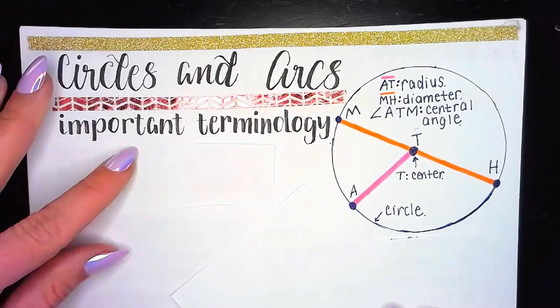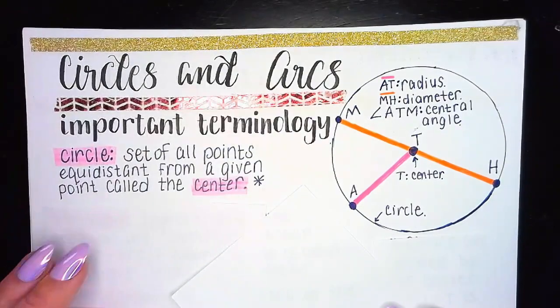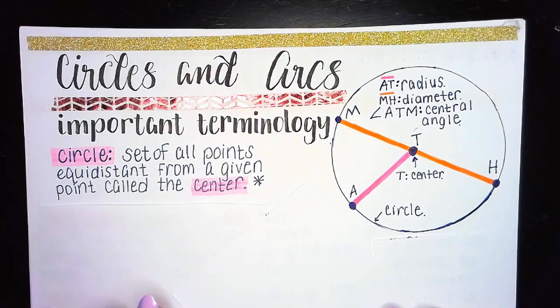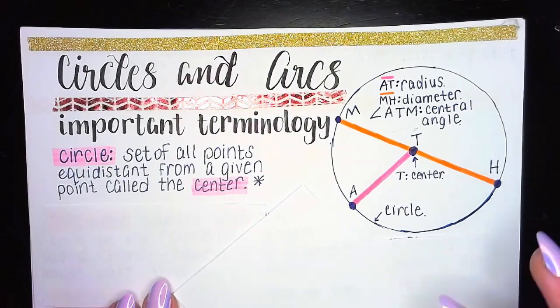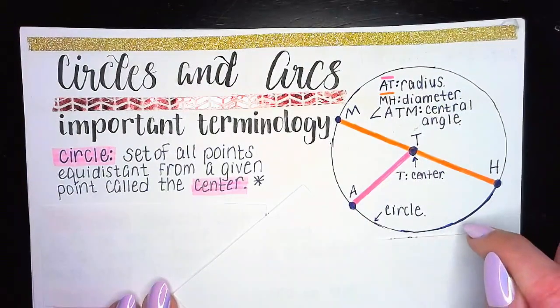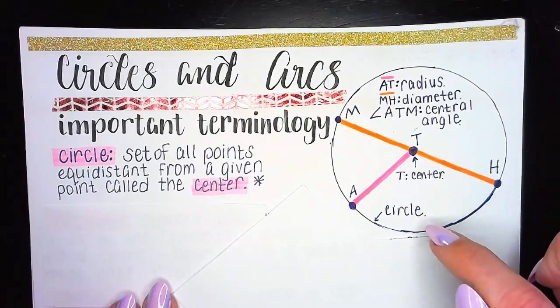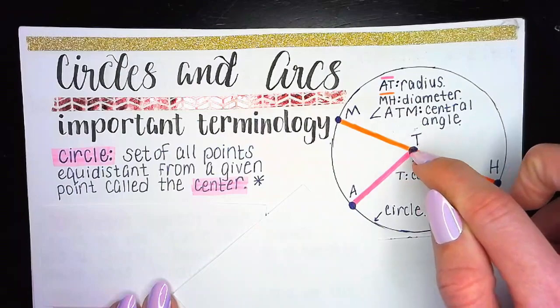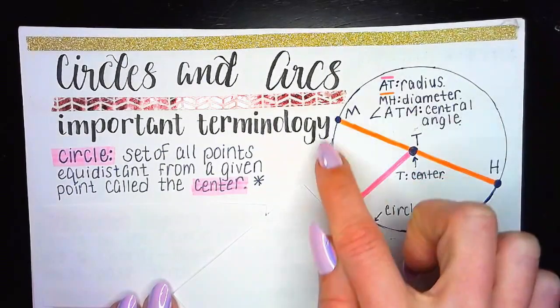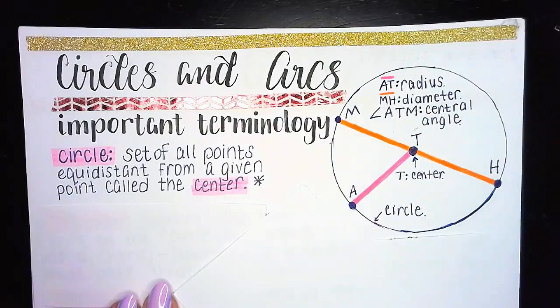So the first thing we're going to define in our important terminology is actually circle. So a circle is a set of all points equidistant from a given point called the center. So all of the points on a circle, on, not in, all of the points on a circle are the same distance away from the center. So that could be a fixed point.